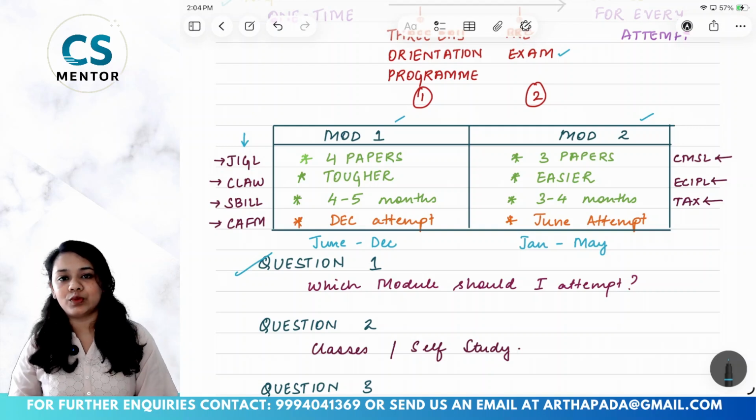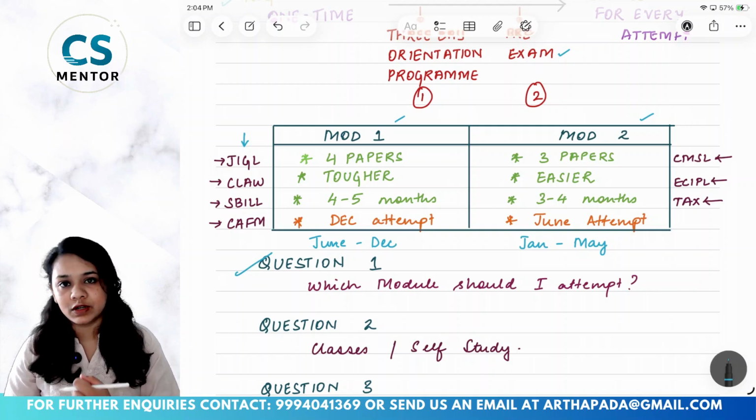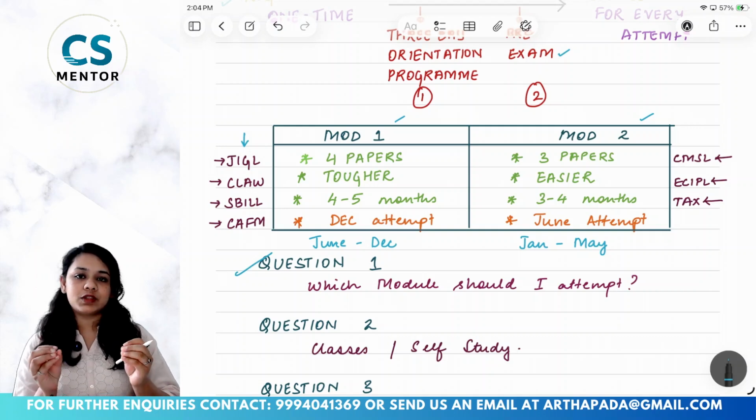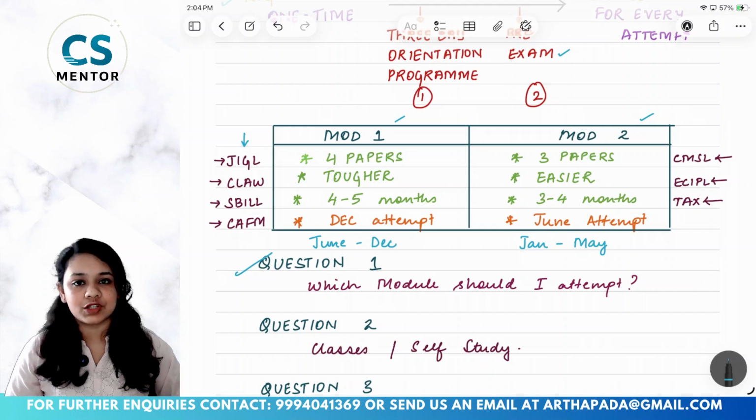And then when you come to module 1, it may prove to be a little bit more difficult for you. But apart from that, if you have to look at the time limits, then this is the strategy to follow.